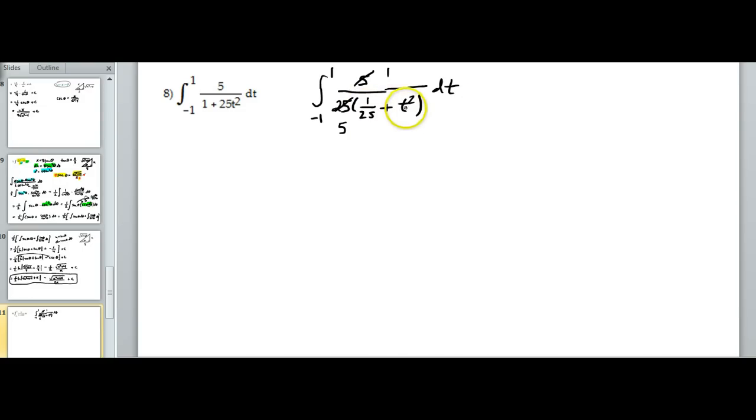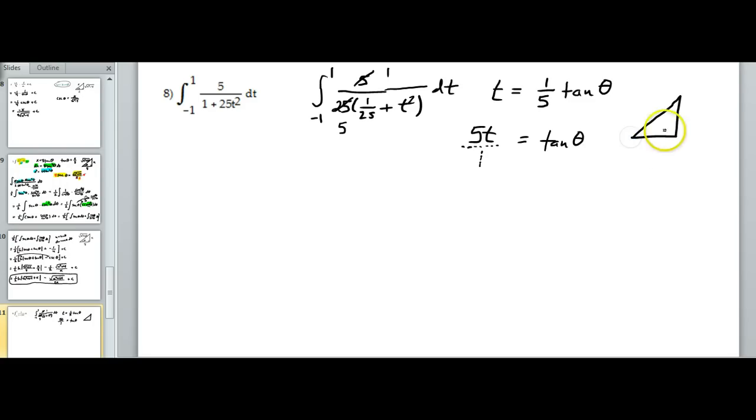Now I have something plus a variable squared, so it's a tangent substitution. So I'm going to let t equal 1/5 the tangent theta. In this case, the thing that's being squared is 1/5. Square 1/5, you get 1/25. So that means that the tangent theta, if I multiply both sides by 5, is 5t, which is like 5t over 1. So if I make my right triangle, tangent is opposite over adjacent, so that leaves the hypotenuse to be the square root of 1 plus 25t squared.